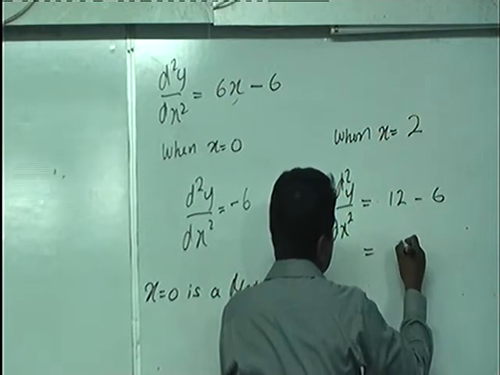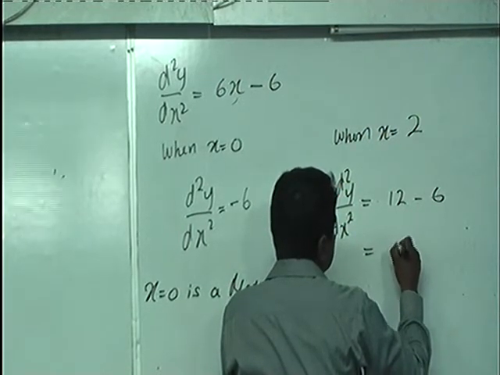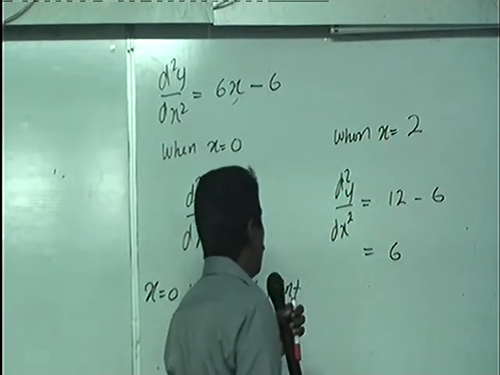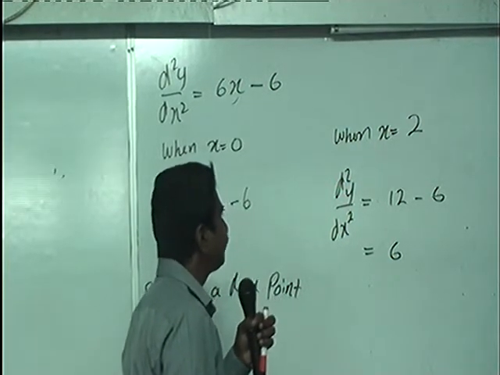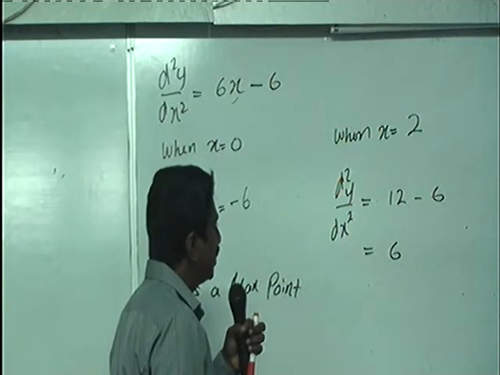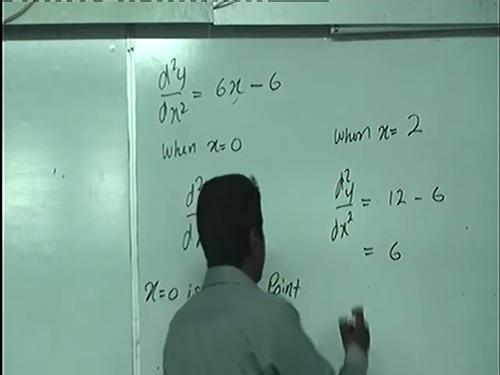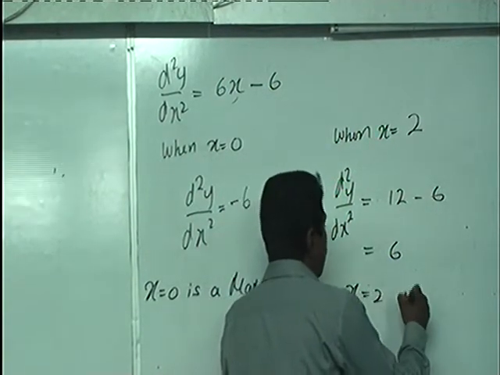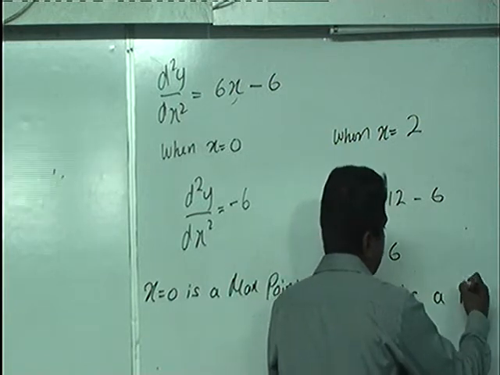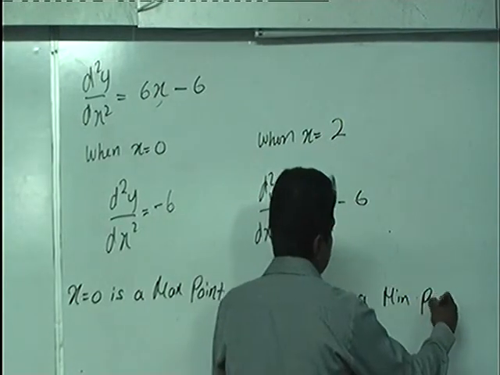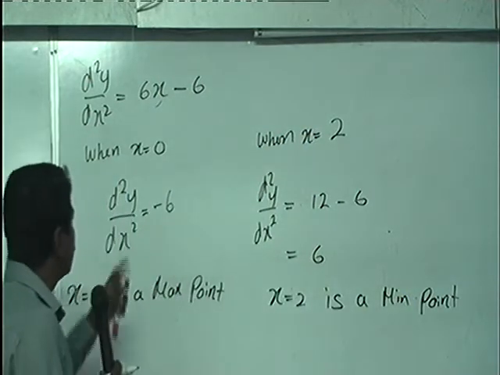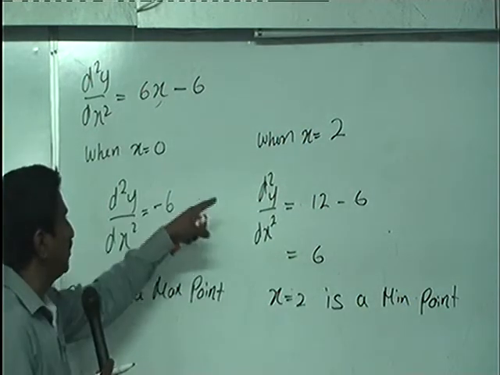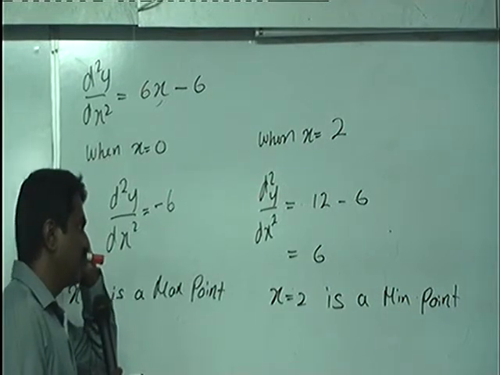12 minus 6 is 6. When x equal 2, d2y by dx2 is plus 6, then x equal to 2 is a minimum point. So we got here x equal 0 is a maximum point, x equal 2 is a minimum point.